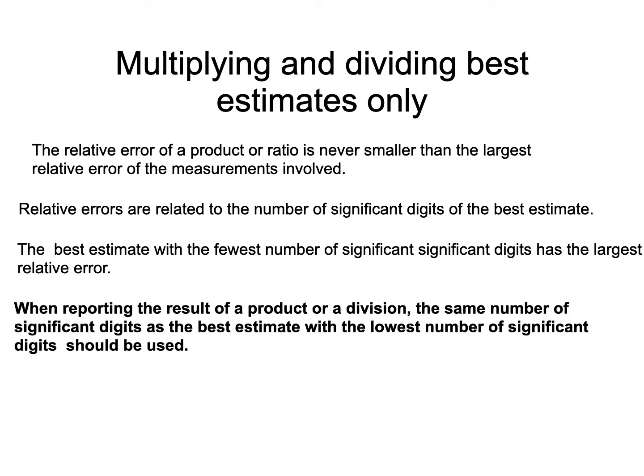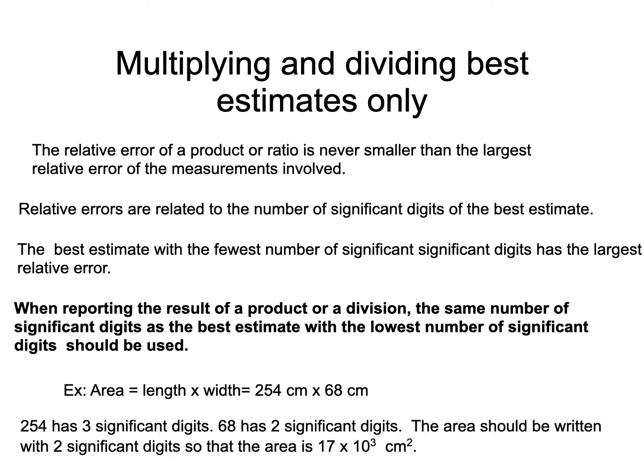It means that the best estimate of the measurement with the lowest number of significant digits will dictate how many significant digits should be kept for the answer involving a product or a division of measurements. Let us revisit the previous example involving the area of a rectangle. The length is written with 3 significant digits, while the width has only 2 significant digits. Thus, it has the largest relative error. The final answer for the area should be written with 2 significant digits.